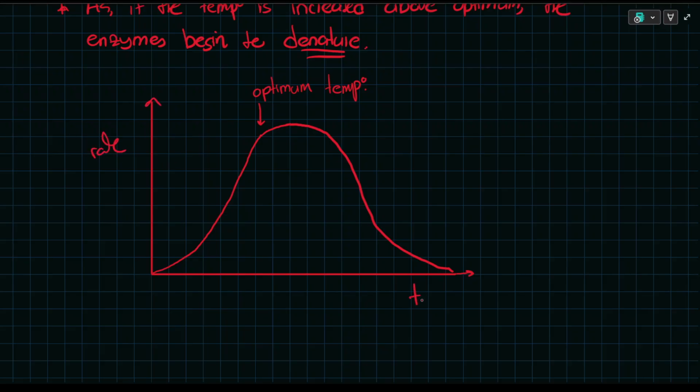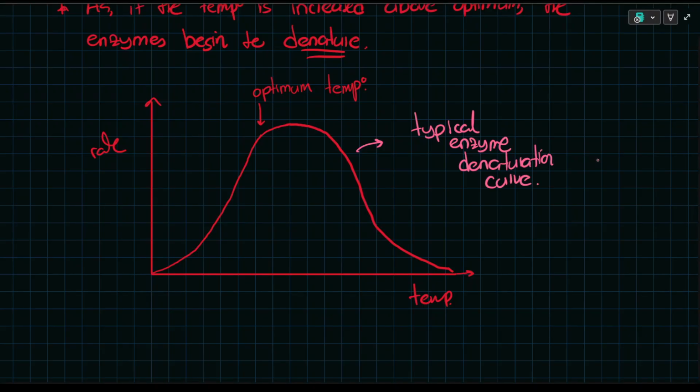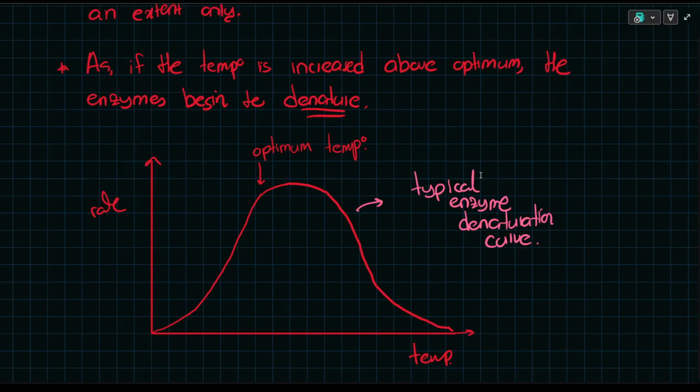Rate against temperature. Now this graph, I am certain that you have seen this a million times before. This is simply the typical enzyme denaturation right over here. We go beyond the optimum, we will lose the active sites of the enzymes as the protein becomes denatured.